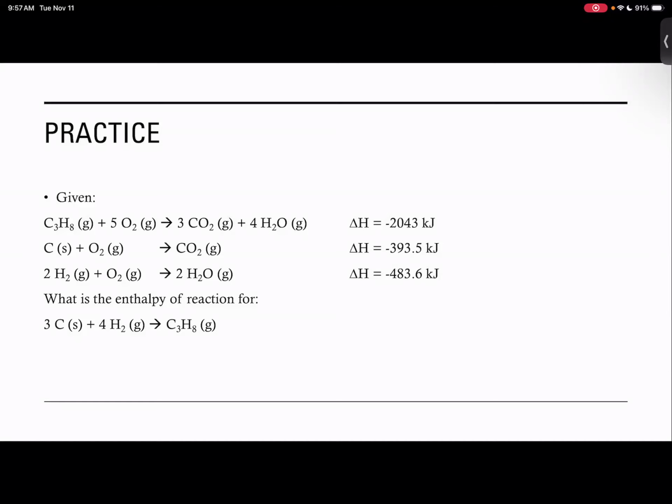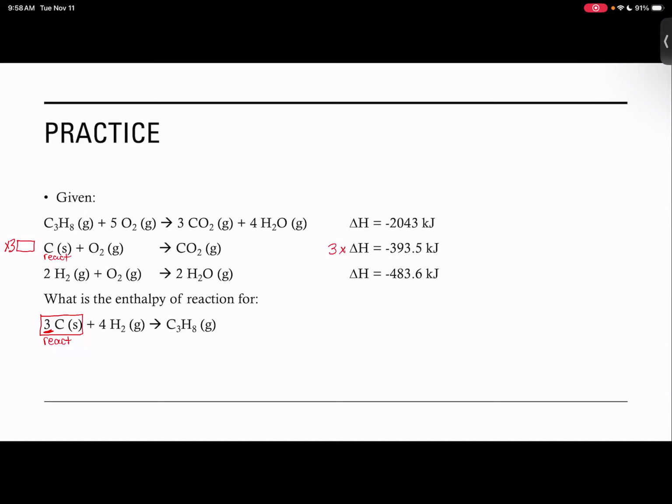I start out with carbon. I only have one source of carbon here, and that is going to be in this second equation. Carbon is a reactant in that second equation. But I need 3 carbons, so I'm going to have to multiply this equation by 3.